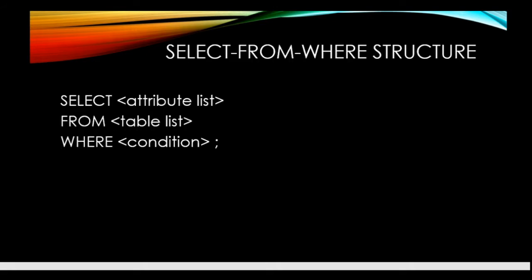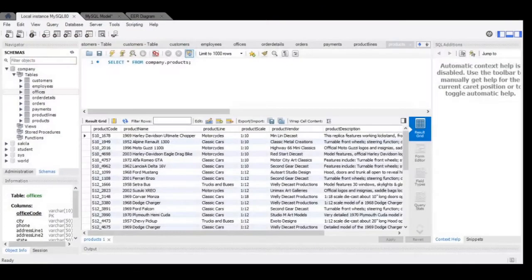So the select from where structure has this structure. We have select here, we have the attribute list, and then from what table it is, and then we have the condition, the where condition. So now let's go back to our MySQL Workbench for us to implement the queries we have.